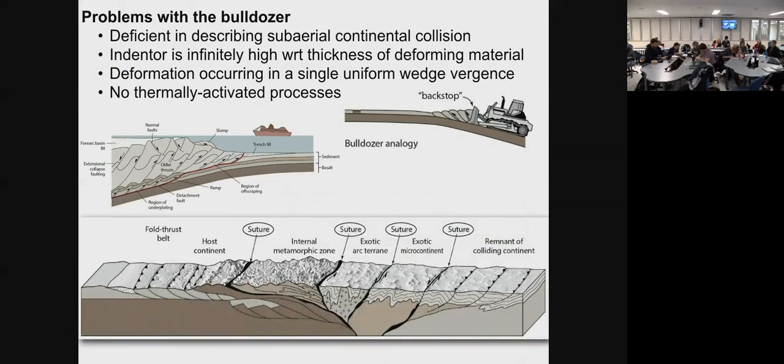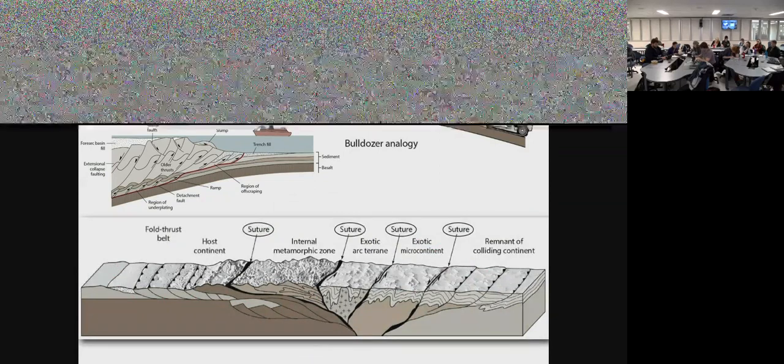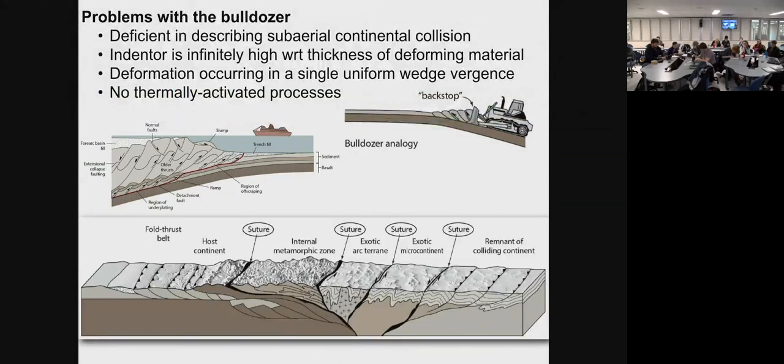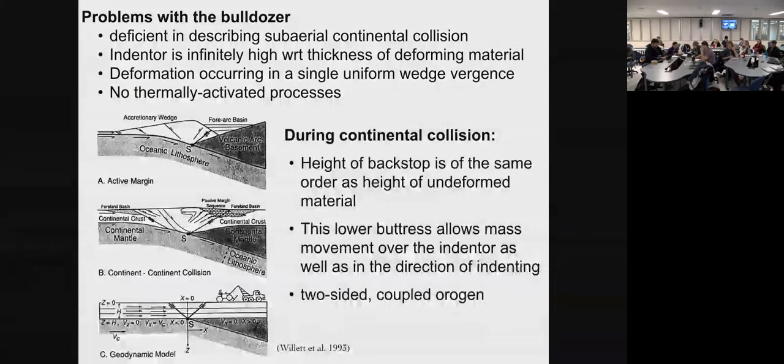So if we're trying to explain an entire orogenic system with a bulldozer, we fail. Because there are many key elements in the system that we simply cannot explain with a simple Coulomb rheology and deforming sand. What we have to keep in mind during large-scale orogenesis is that the height of the backstop is essentially the same as the height of the undeformed material. If we start with a system like this, the general thickness of continental plate A and plate B is roughly the same. And because the buttress ratio to the thickness of sedimentary rock being deformed is about the same, material is allowed to, and in fact we observe this, migrate from one side of the orogen to the other. The backstop is permeable in that regard.